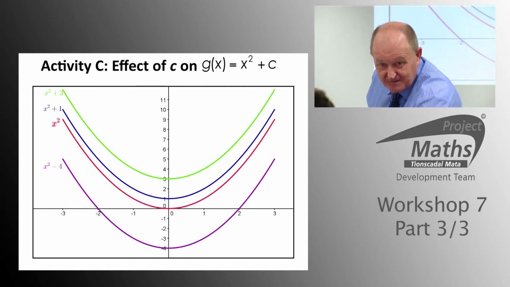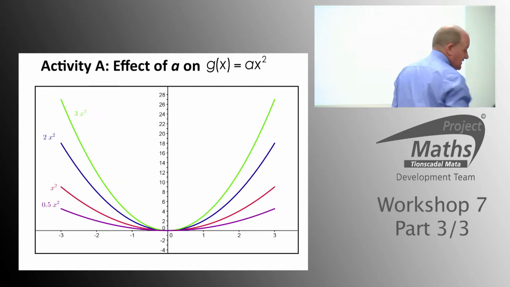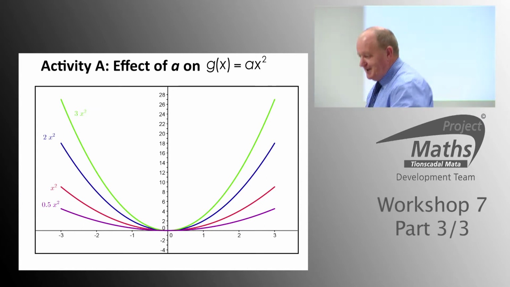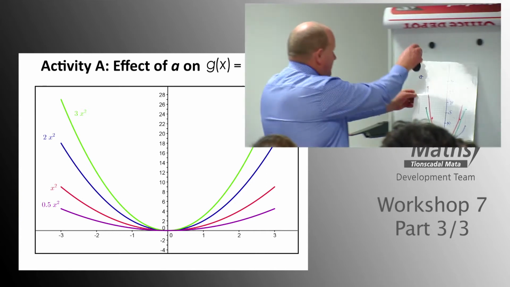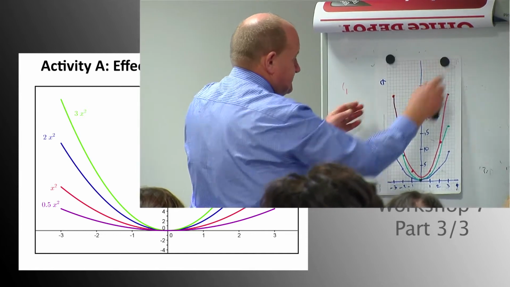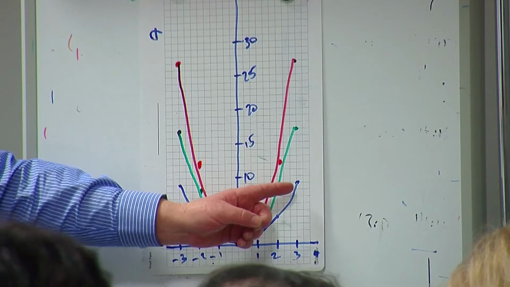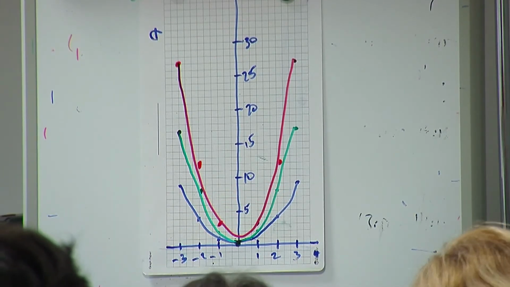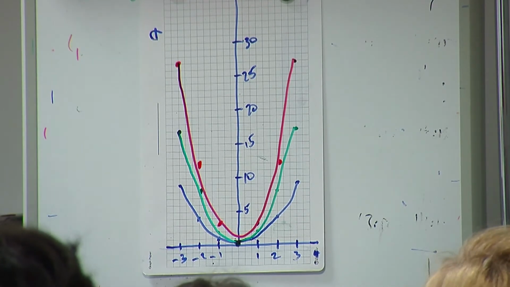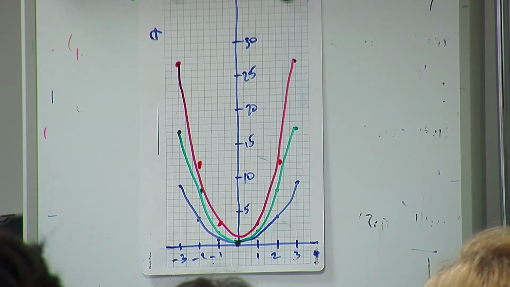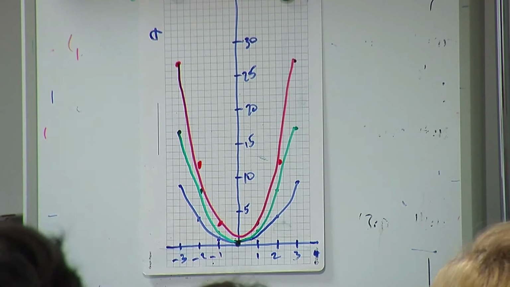The next feedback I'm going to take is from activity A. And G had A, hadn't she? Right, here's A. And in this one we have x squared, and this time I'm dealing with a number in front. Oh, the green one, thanks. Keep an eye on me, the green one is x squared.